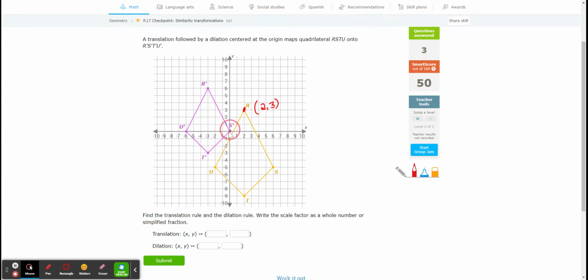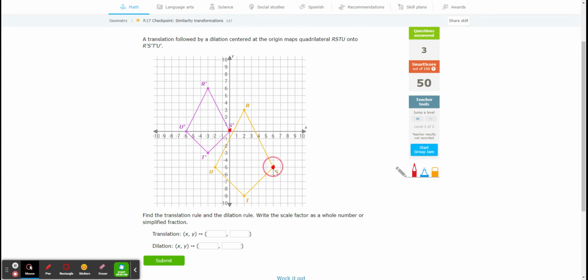Actually, it might help when we are finding the dilation. Notice how point S here is right at 0. So since we're dilating about the origin, let's start with point S. That's going to make it much easier because if you're dilating about the point right where the point is, it doesn't move.